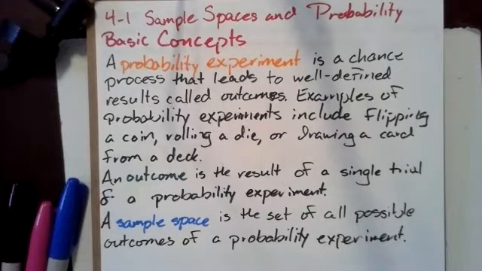In this video, we'll look at the basic concepts of sample spaces and probability. A probability experiment is a chance process that leads to well-defined results called outcomes. Examples of probability experiments include flipping a coin, rolling a die, or drawing a card from a deck. An outcome is the result of a single trial of a probability experiment. A sample space is the set of all possible outcomes of a probability experiment.